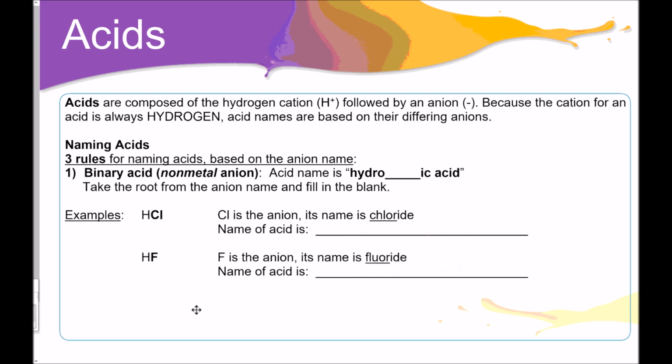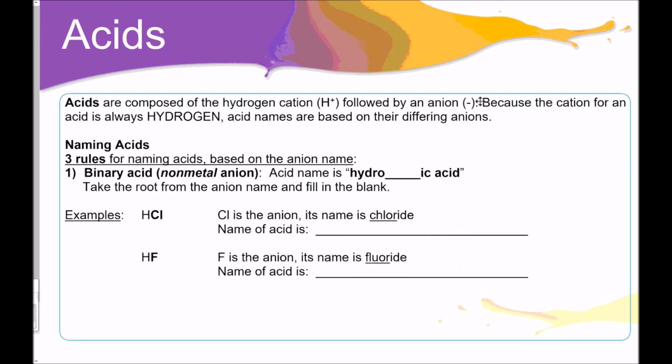Okay, acids are composed of the hydrogen cation followed by an anion. So the good news is it always starts with hydrogen, so they're easy to identify, but then the anion can either be a nonmetal or a polyatomic ion, and that's where we have a hard time naming them, but I'll explain that in a little bit.